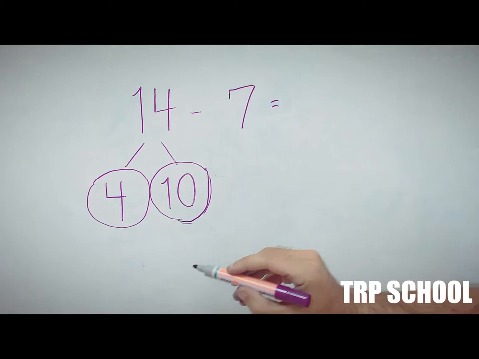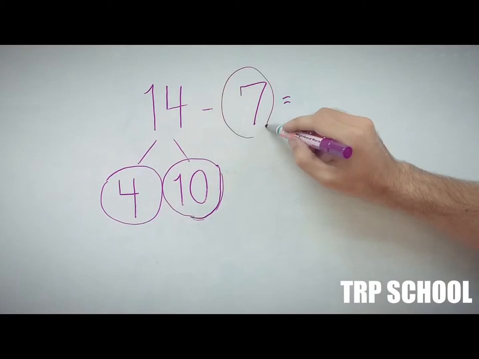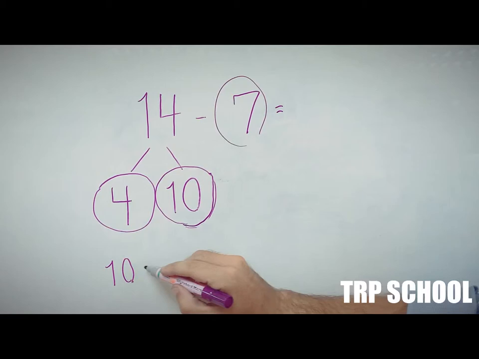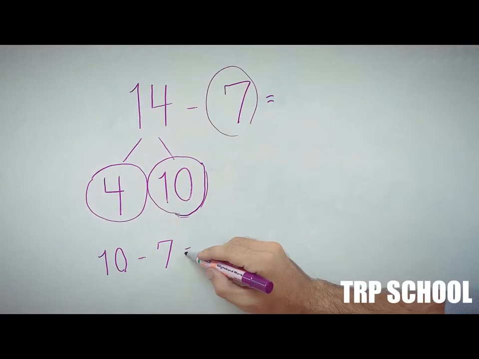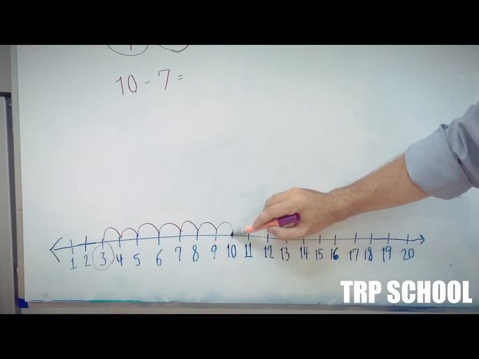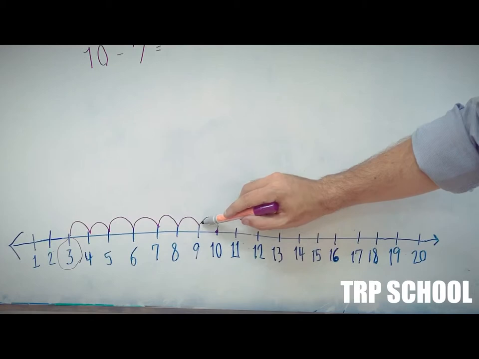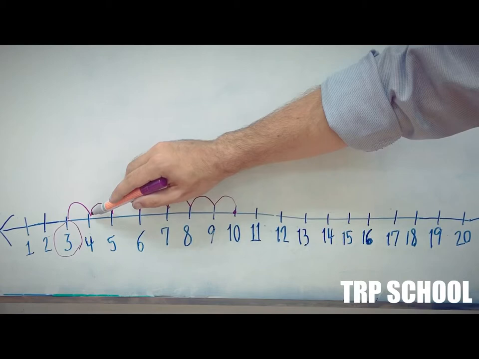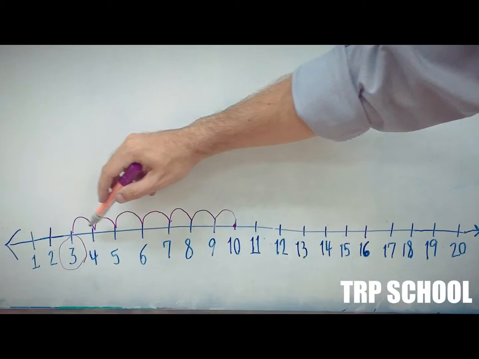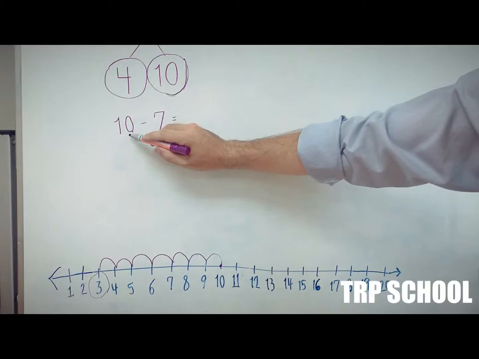Alright, so first thing I want to do is we're going to take away the smaller number from our tens place. I'm going to write 10, take away 7. Let's start. If we start at 10, then we count back 7 times. Let's see what number we get. 1, 2, 3, 4, 5, 6, 7. 10 take away 7 gives us 3. All right, so 10 take away 7 is 3.